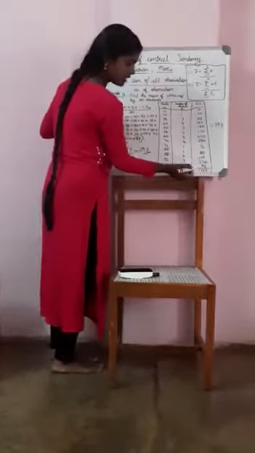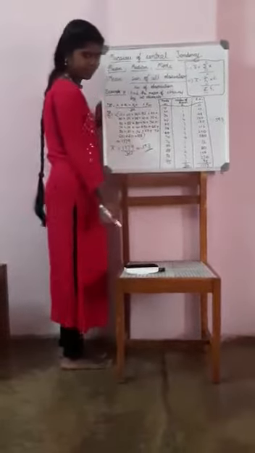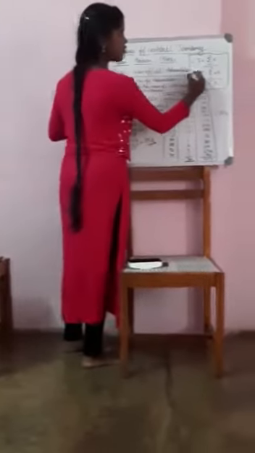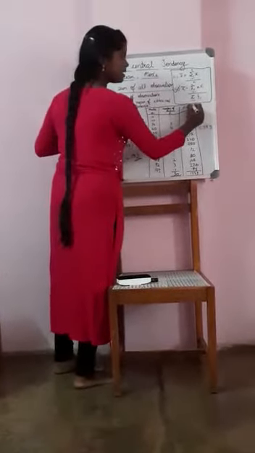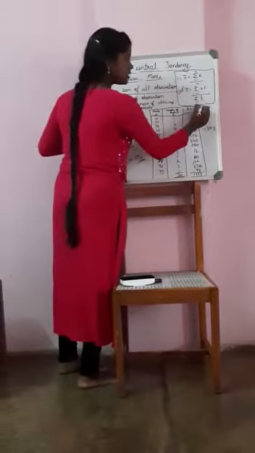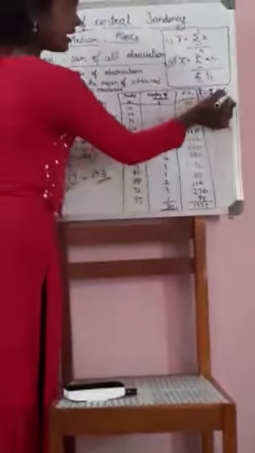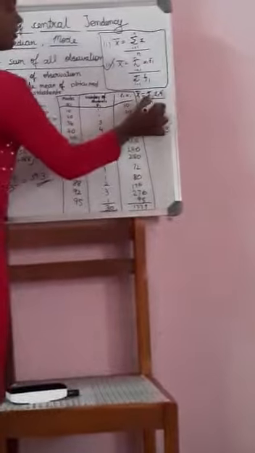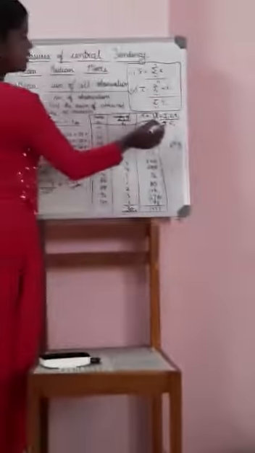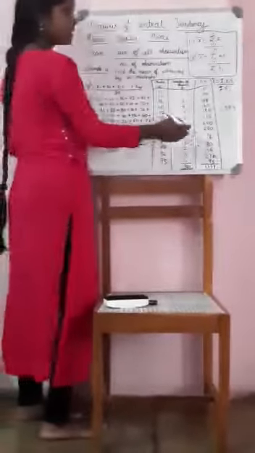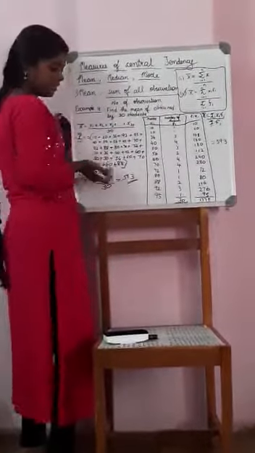I will write everything, then I will make a sum of this. Later I will make the sum of the frequency. Using this formula, the second one, mean is equal to sum of f x divided by sum of frequency. Using this, you will get the same answer only. Your mean will be the same, but this will be easier than the first method.